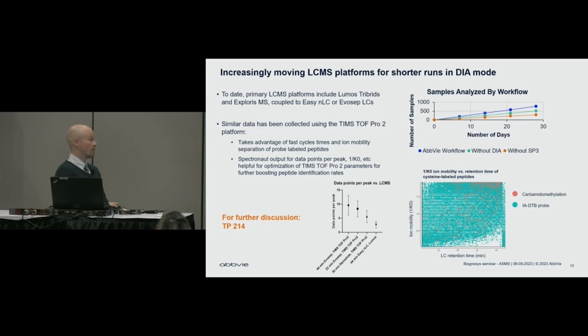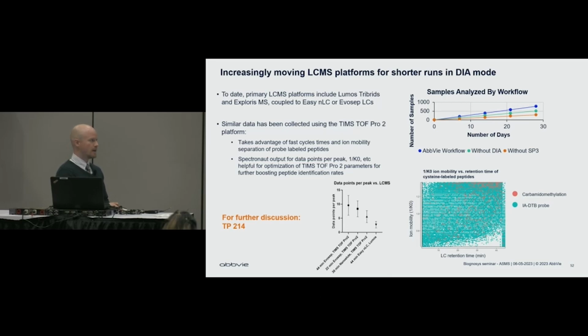Going to the timsTOF Pro 2s and varying gradient length, we're able to get increasing data points per peak, up to 10 points per peak in some cases, which just helps with the quant overall. And then we're excited to see what it can do in terms of probe-based detection using CCS values with ion mobility.